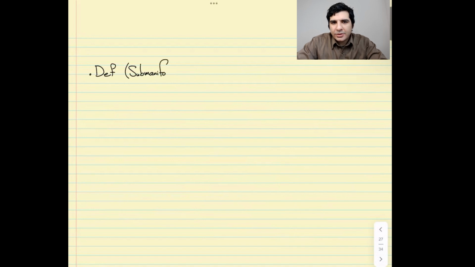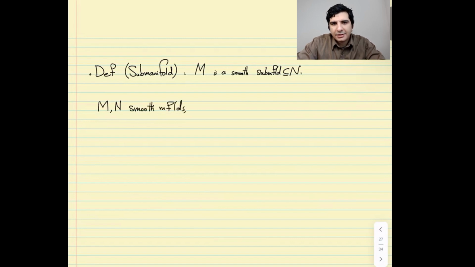Let's first define the notion of submanifold. Okay, we are ready for that now. Smooth submanifold. Let's say M and N. Let's say M is a smooth manifold, again m-dimensional. We say M is a smooth submanifold of N if we have the following. First, both M and N are smooth manifolds. Second, M is a subset of N with the subspace topology, which is compatible with the topology on M.